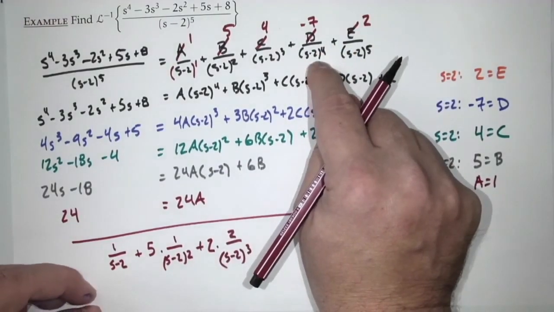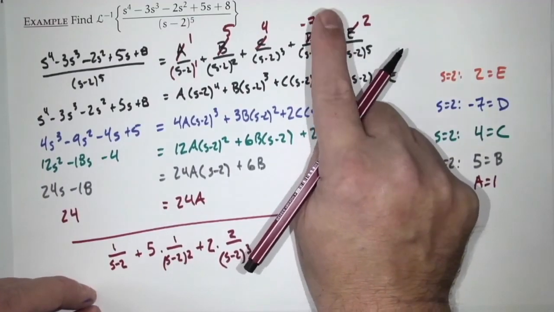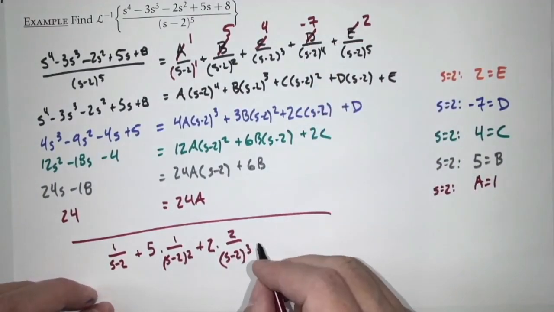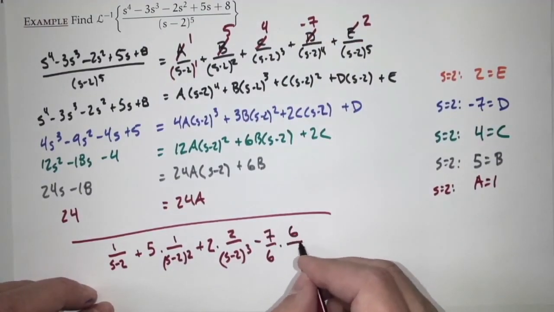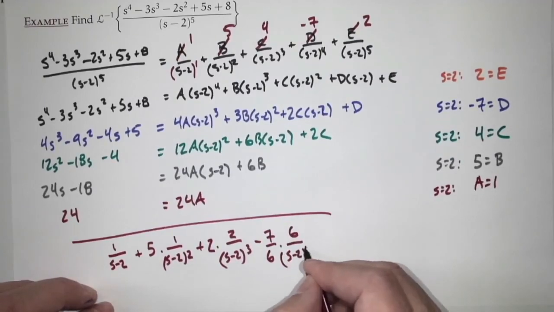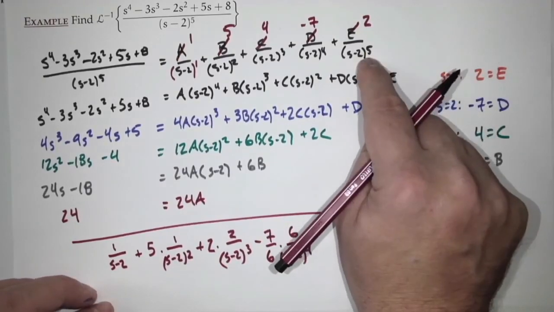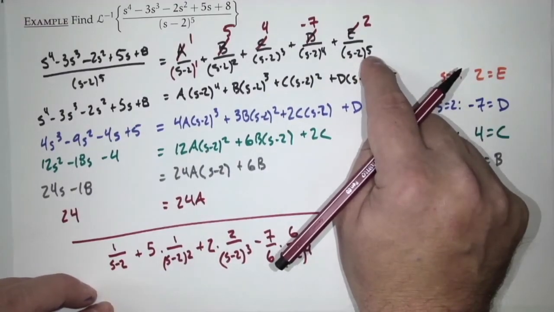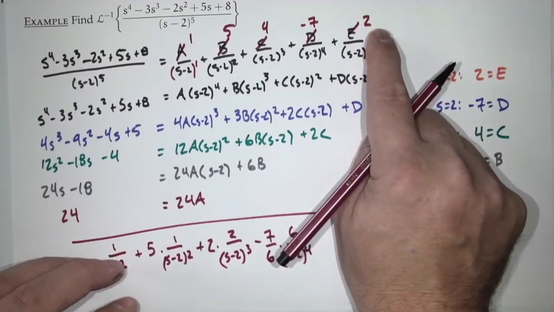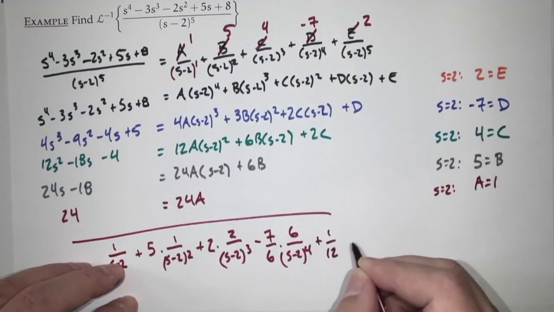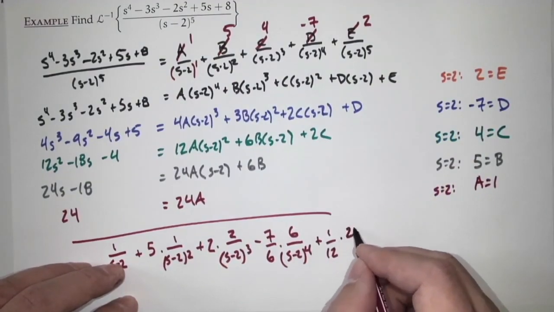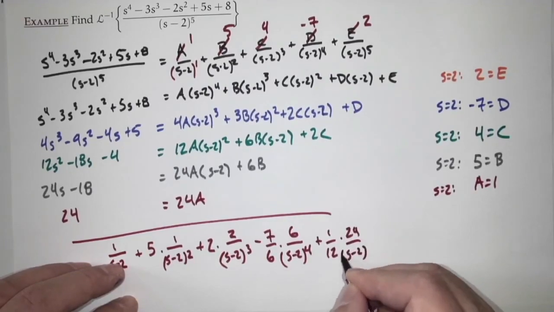Next, we want 3 factorial upstairs. What do we have? Minus 7, so minus 7 over 6. You know, we see fractions sometimes. That's not the worst thing. And the last one? 4 factorial, right? This 5 is 4 plus 1. We want 4 factorial upstairs. We currently have 2. How do we get up to 4 factorial? We need a factor of 12. So 12 times 24 over s minus 2 to the 5th.